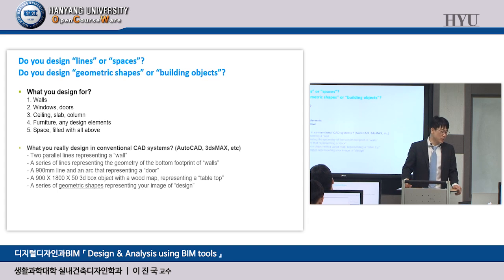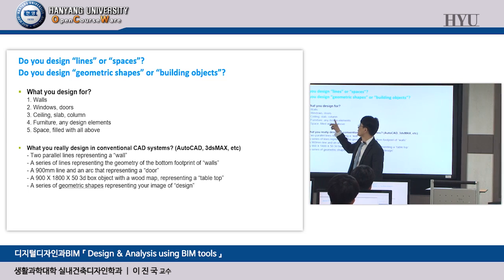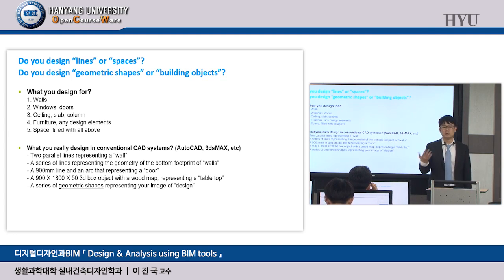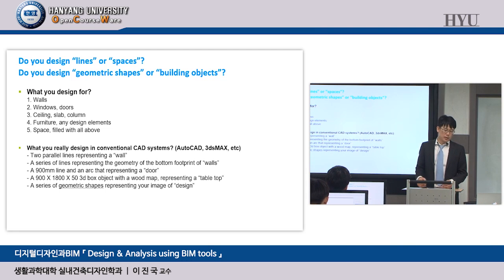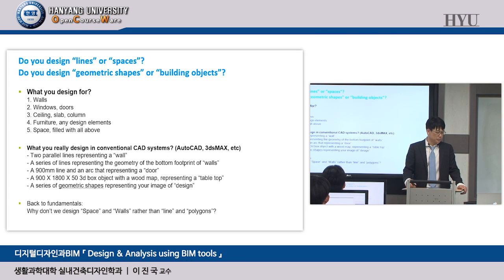But how about in a BIM system? In a BIM system, simply say, in Revit, we design using walls, columns, ceilings, slabs, furniture, design components, or your freeform object designed by Dynamo or any other geometric tools. But in a CAD system, we used lines, polygons, faces, vertices, and so on, okay?